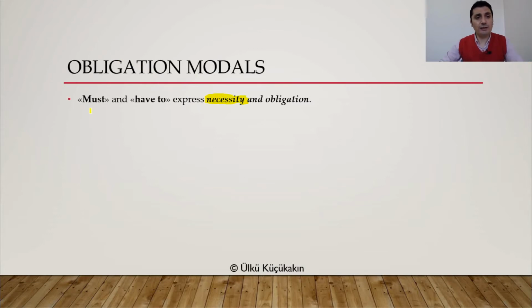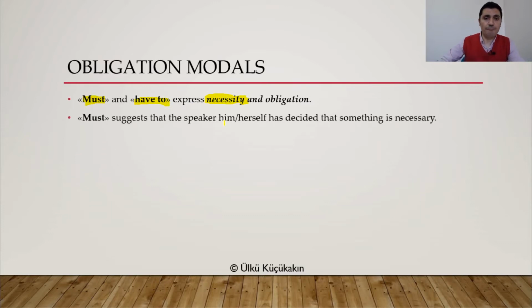So the most basic models for this purpose are must and have to. They express necessity and obligation. Now, there's a small difference between these two. Must usually suggests that the speaker himself or herself has decided that something is necessary. So must is a little bit personal, all right?